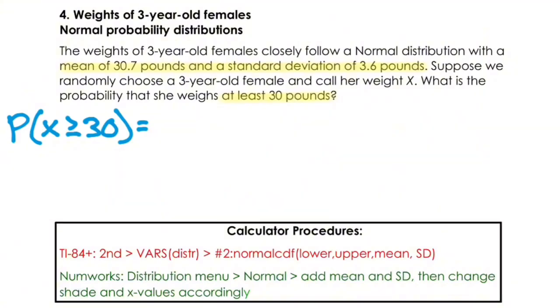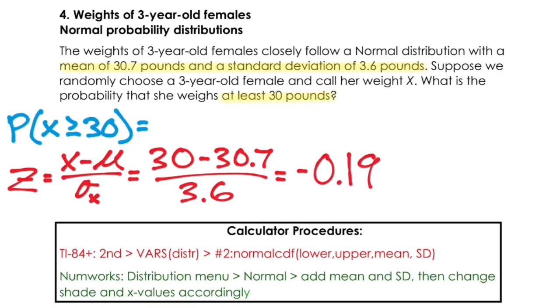Otherwise, here we go. It says at least 30 pounds. So the probability we are looking for is P(X) greater than or equal to 30. Now, that is going to involve us using the z-score. The formula for finding the z-score is you take your observed value, x, in this case 30, you subtract the mean, which they told us was 30.7, and then you divide by the standard deviation, which was also given as 3.6. This is just using the z-score formula that was first introduced, I believe, in Chapter 2. You do the arithmetic, you're going to get negative 0.19.